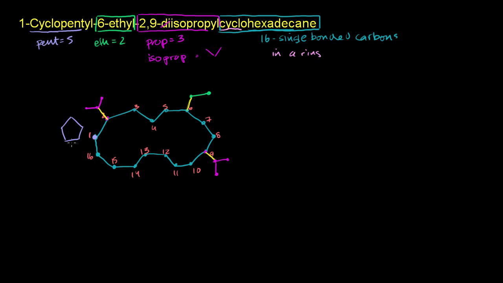That's a cyclopentyl group, and it's attached to the 1 carbon on my cyclohexadecane. So it is attached just like that. And we're done. We've drawn 1-cyclopentyl-6-ethyl-2,9-diisopropyl cyclohexadecane. Let's do another one.